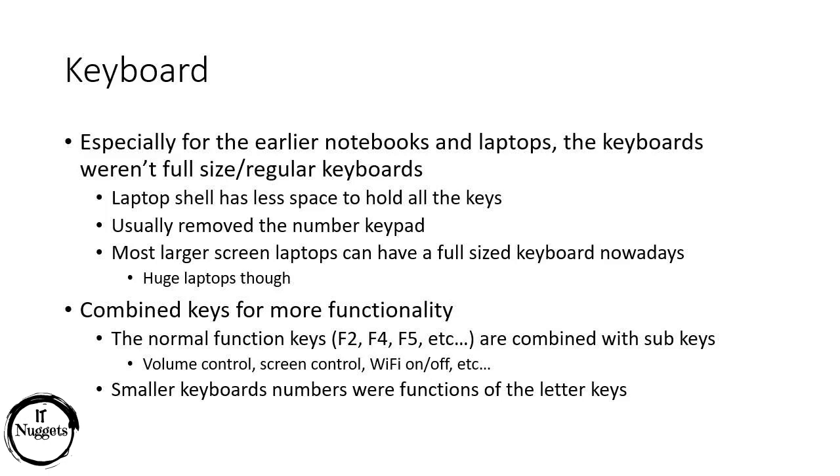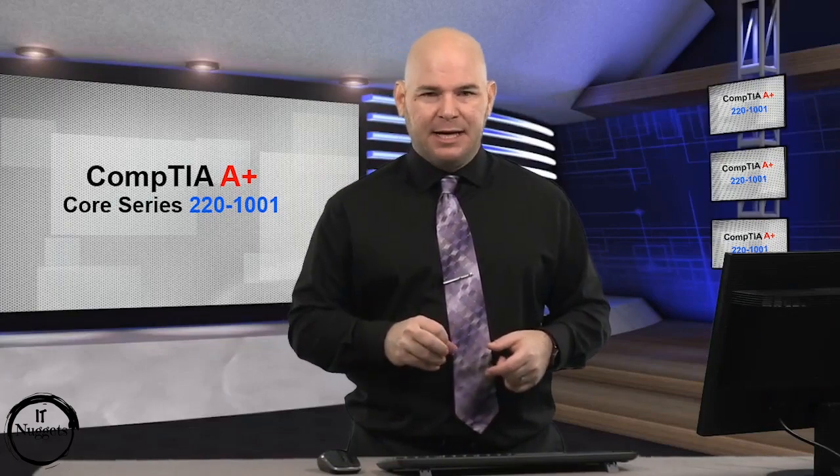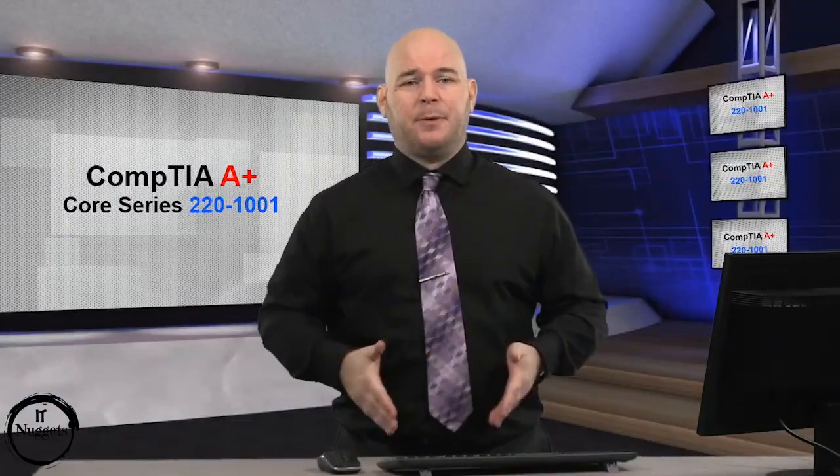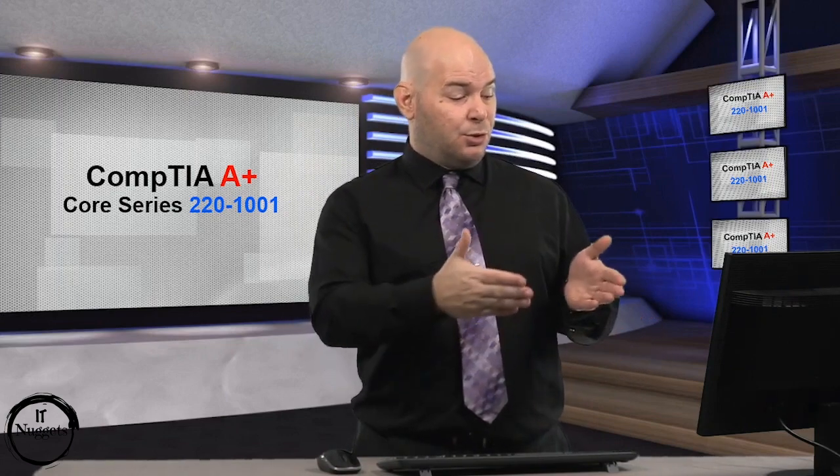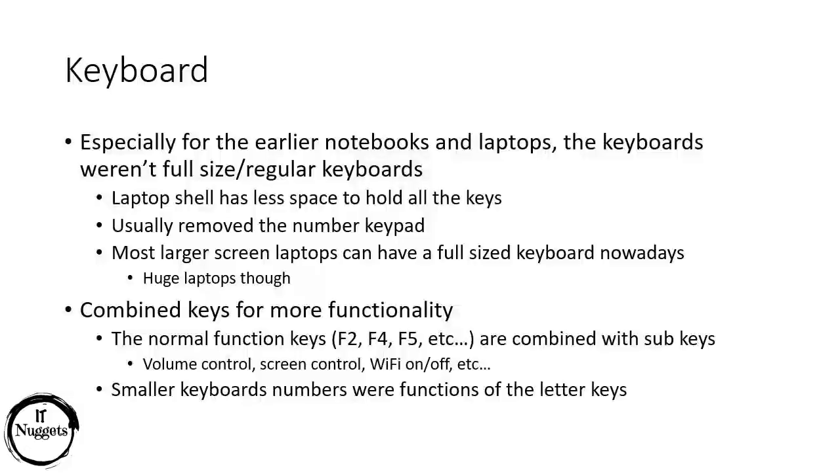Now, like I said earlier, they did combine the keys for functionality, right? They took off the number pad, but they still wanted you to be able to use the number pad, not just the numbers across the top row. So what you may have to do is use normal function keys, F1, F2, F3 up at the top, for other things, like volume control, screen control, turning the Wi-Fi on and off like airplane mode, right? So you'd have to hit that function key, that FN key, that blue one down on the bottom left-hand corner of your keyboard, and then that corresponds to the blue text on some of the other keys, which this keyboard doesn't have, and they call those sub keys, right?